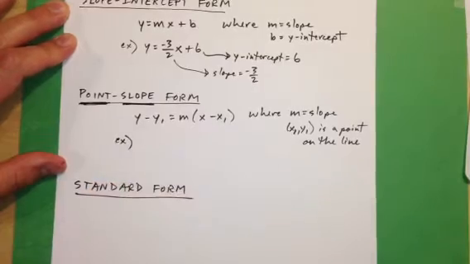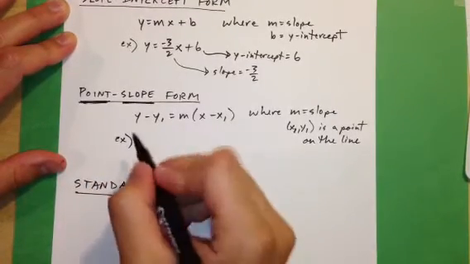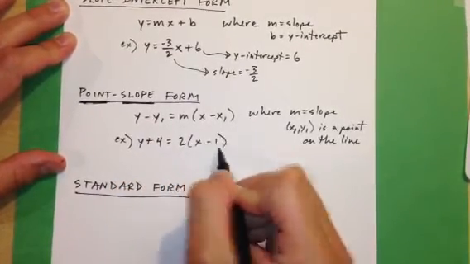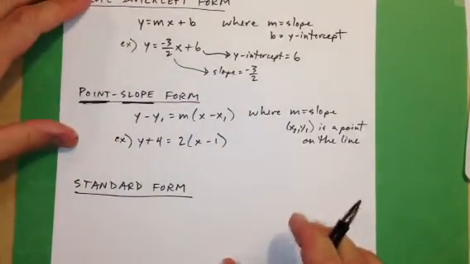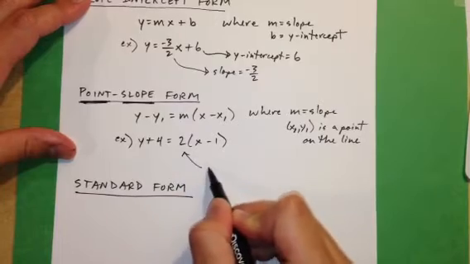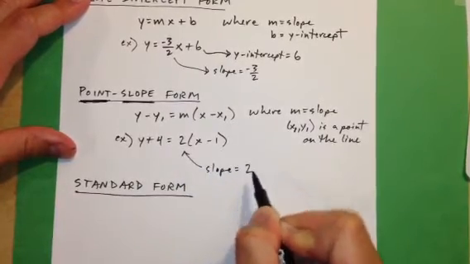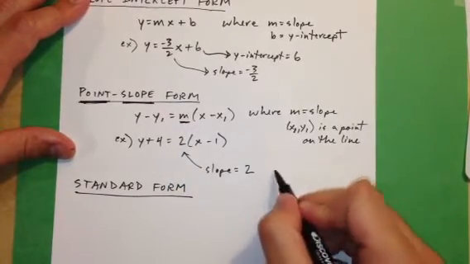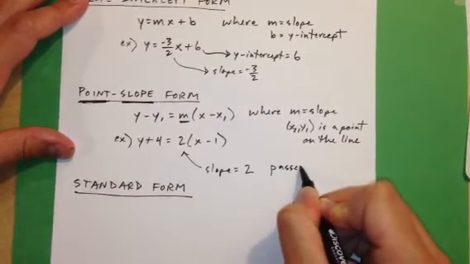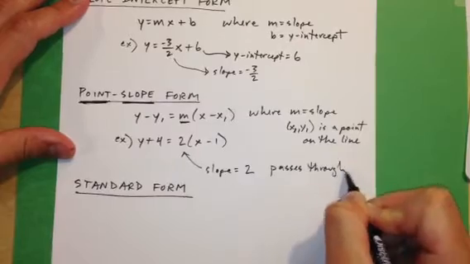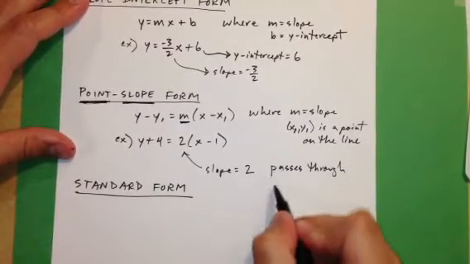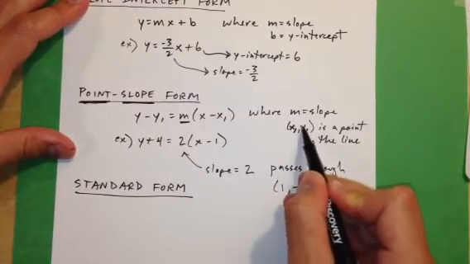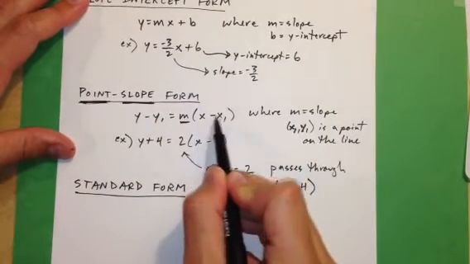So what about an example of an equation like this? y plus 4 equals 2 times the quantity x minus 1. What is the slope of this equation? Well, in this form, the slope is 2 because it is in the m position, and the point that it passes through is 1 comma negative 4. Because it passes through x1, y1, and as you can see, this is x minus x1.